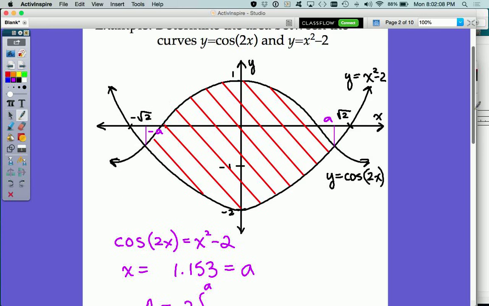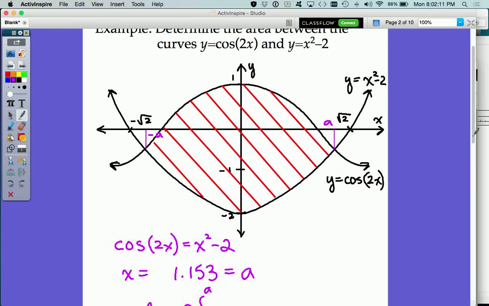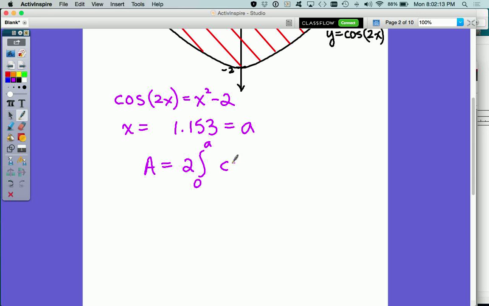And I go up here and I look and I see that my top function is the cosine curve, minus my bottom function, which must have been the quadratic. Very important that I put the parentheses here because I'm subtracting this whole function. And I'm doing this with respect to the variable x. Now I need the calculator again to solve this.